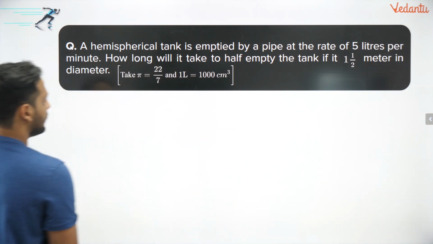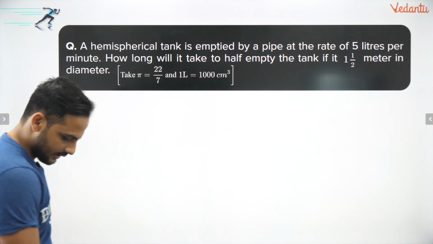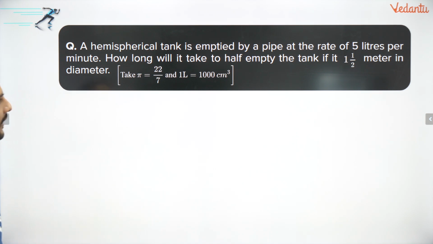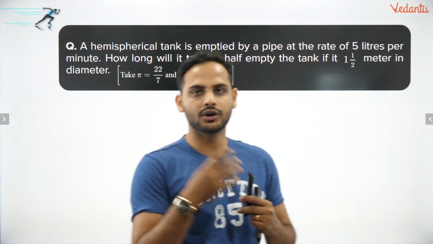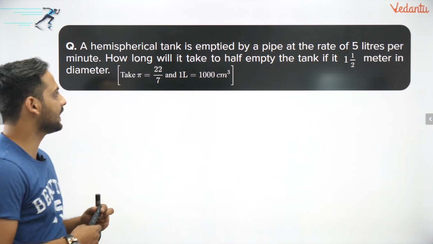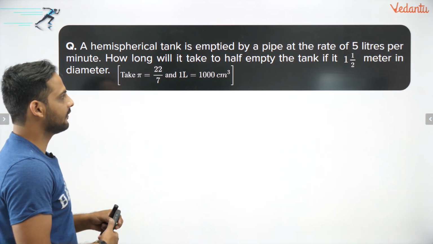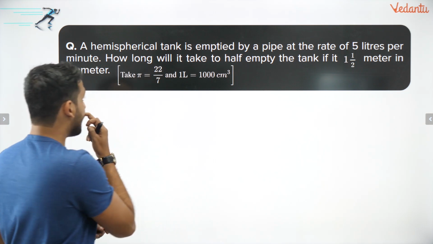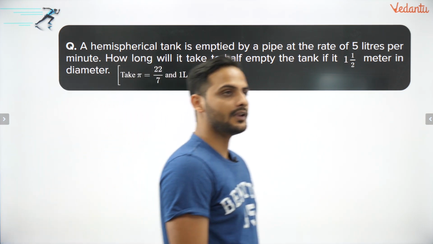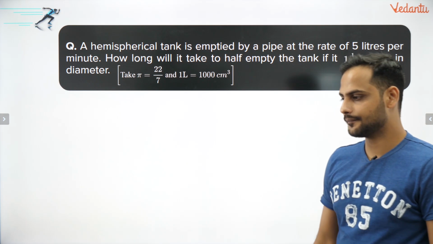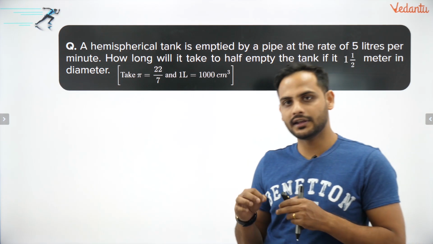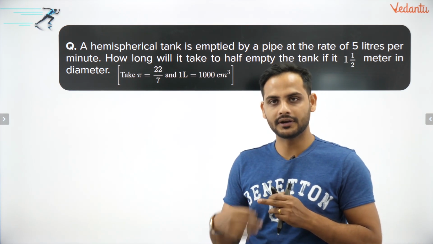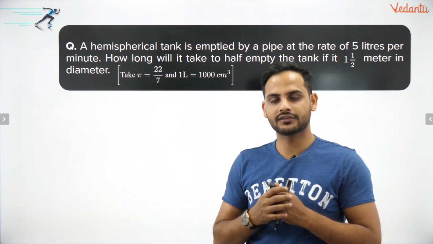A hemispherical tank is emptied by a pipe at the rate of 5 liters per minute. So every minute this pipe is taking how much water out? It is taking 5 liters water outside. How long will it take to half empty the tank if it is 1.5 meter in diameter? Okay. So suppose you had a tank. Now if there is a hole, that hole is taking out 5 liters of water outside every minute.